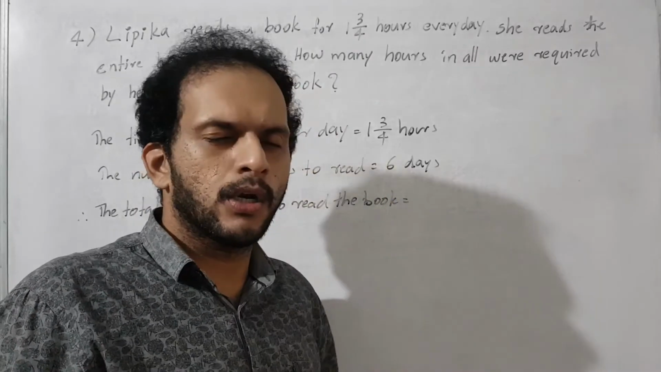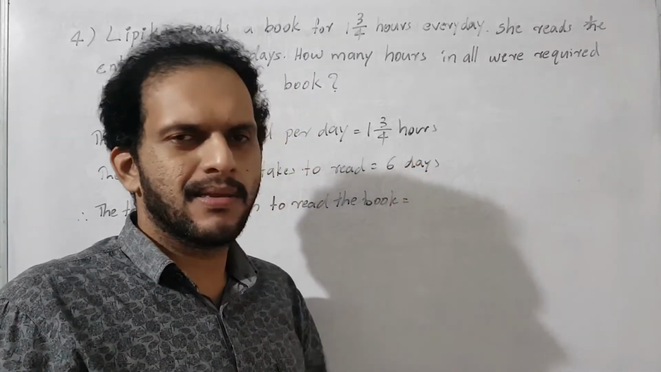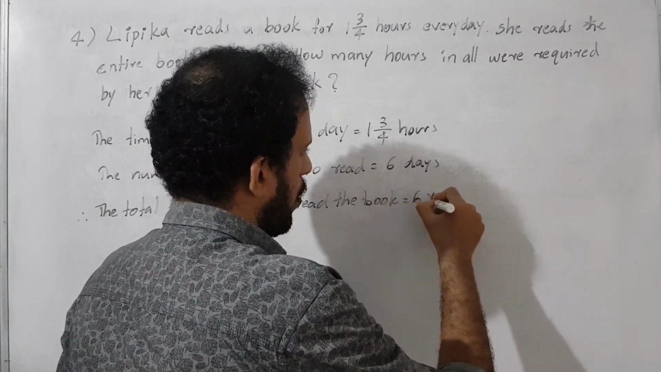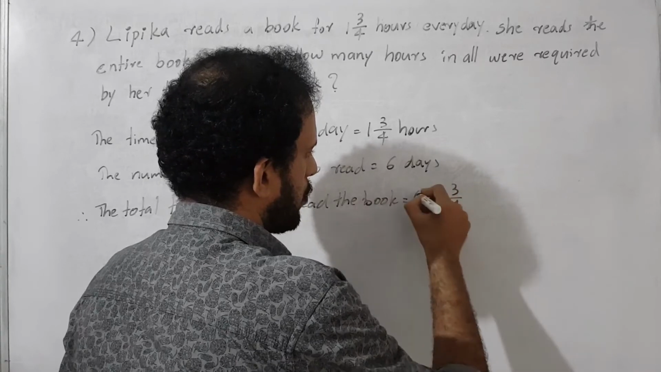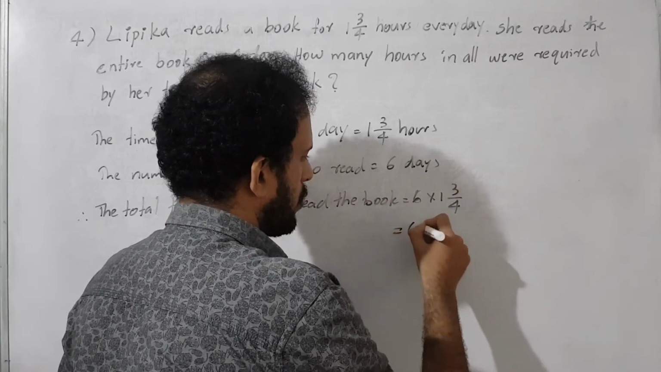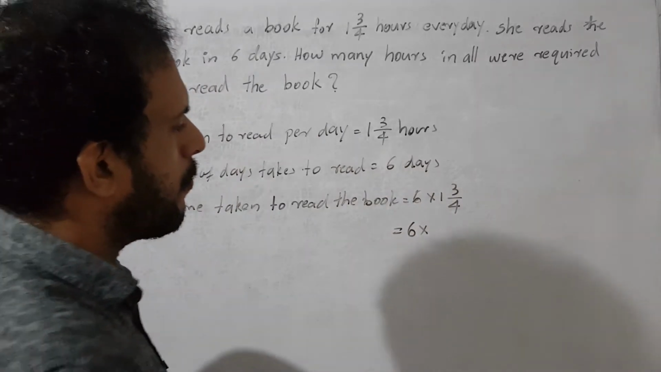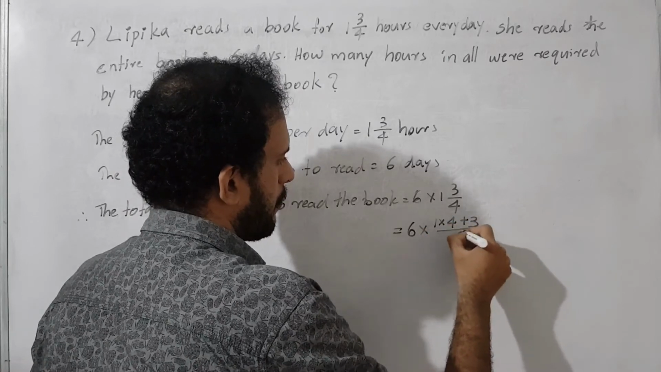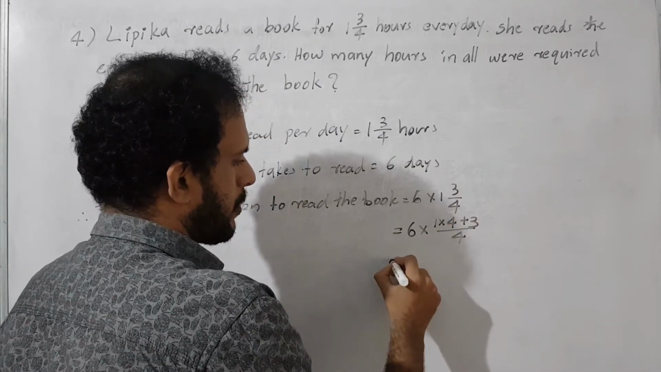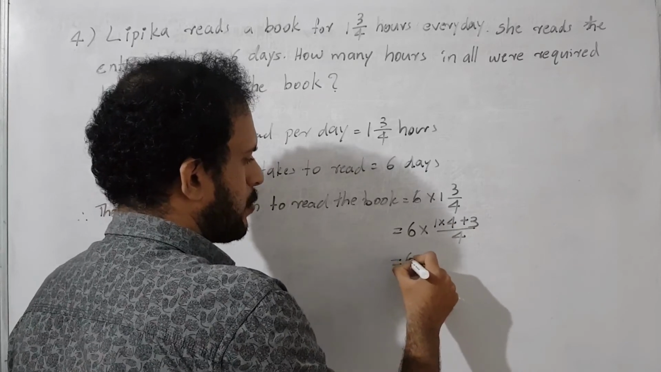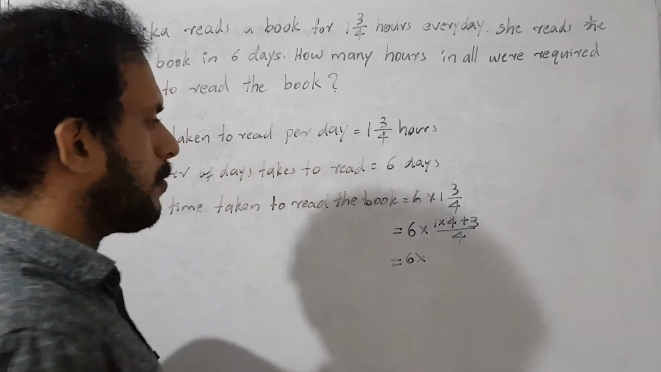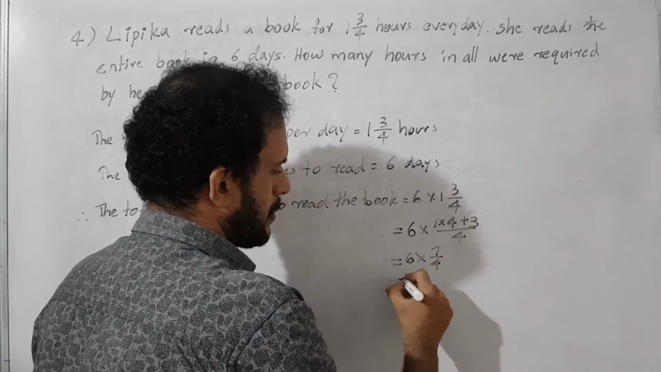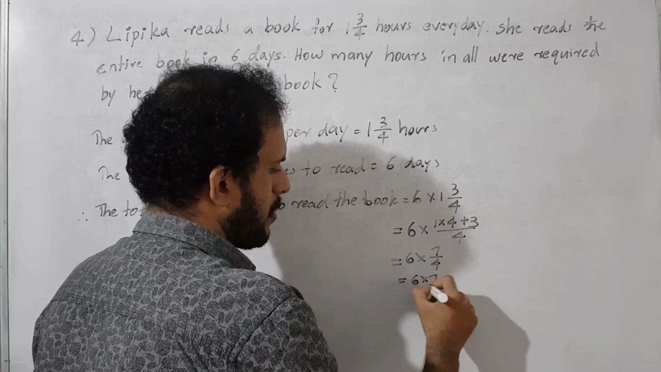So how do we find the total time taken in 6 days? That is equal to 6 into 1 3 by 4. How do we do it? 1 into 4 plus 3 by 4 is equal to 6 into, 1 into 4 is 4, 4 plus 3 is 7, 7 by 4. So it is equal to 6 into 7 by 4.